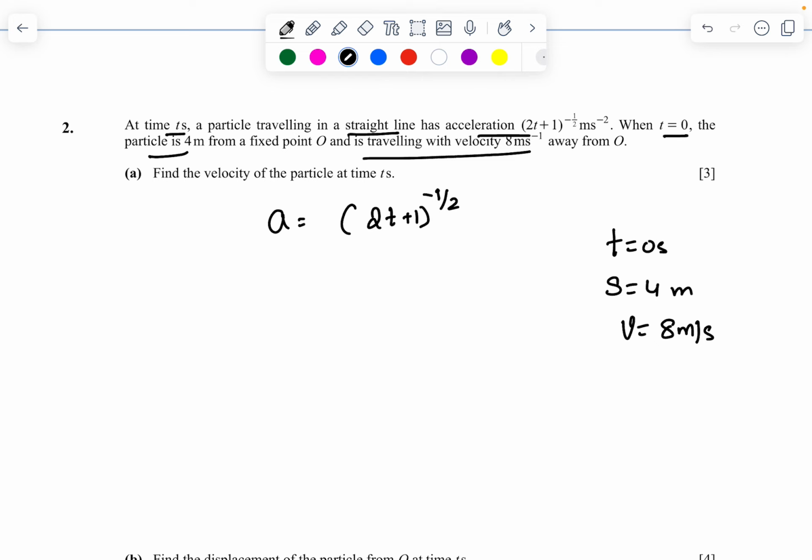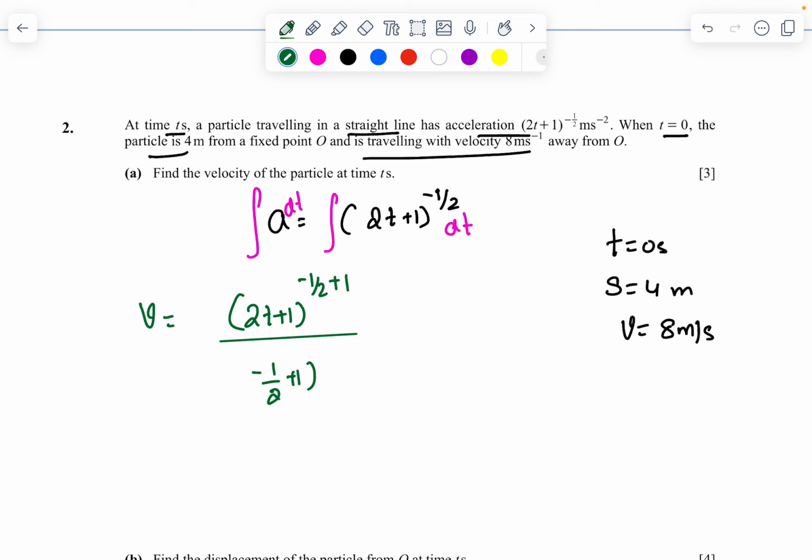So find the velocity. In order to find the velocity, I need to do the integration with respect to dt. So velocity equals (2t plus 1) to the power of -1 upon 2 plus 1, divided by -1 upon 2 plus 1. Don't forget to divide by the derivative of the basic function, 2, plus c. From where did that 2 come? That 2 came from here. So what does that become? (2t plus 1) to the power of 1 upon 2, by 1 upon 2 times 2, plus c.